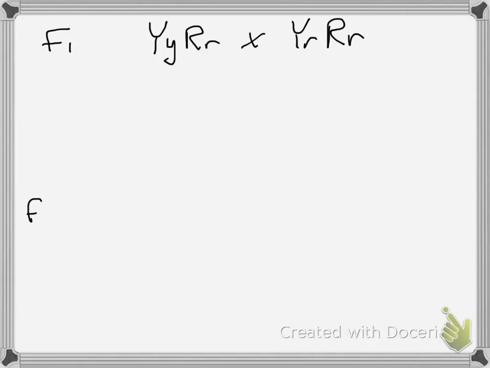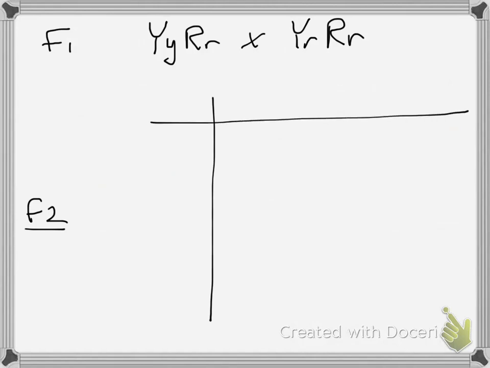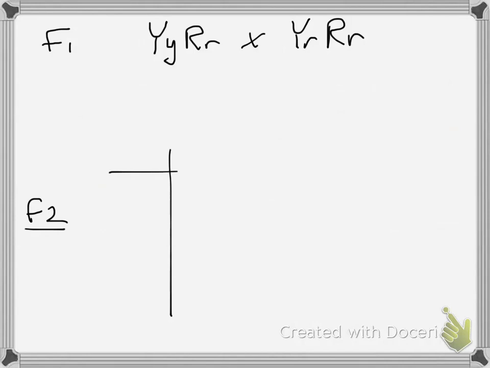So if we look at taking our F1 and crossing it with another F1, we're going to try and generate our F2. So let's do the Punnett square. Let me shrink my Punnett square down here a little so we can have a little bit more room.